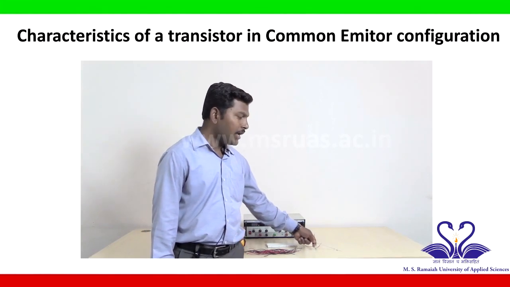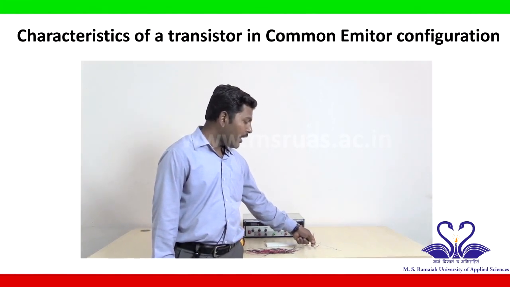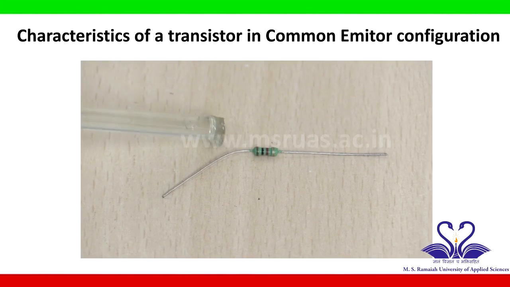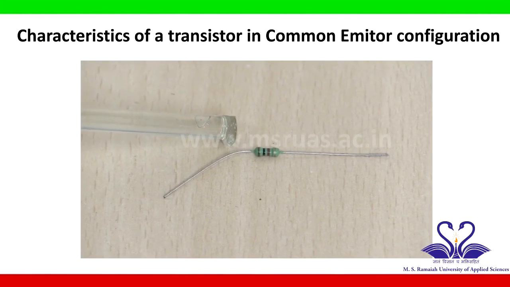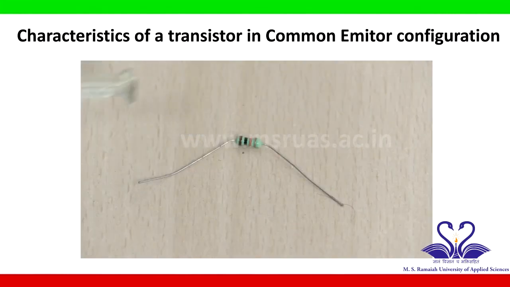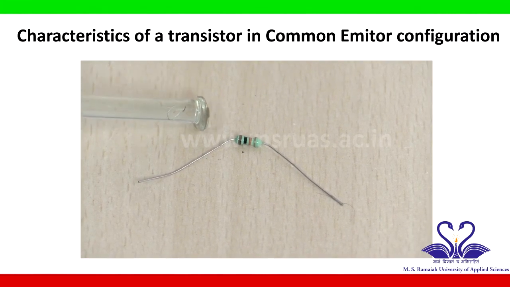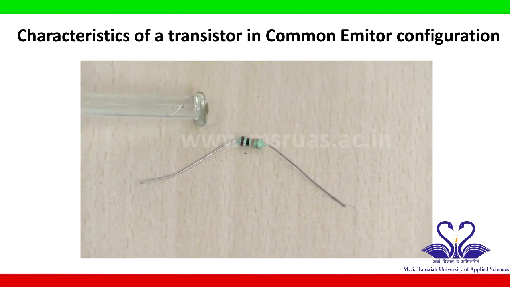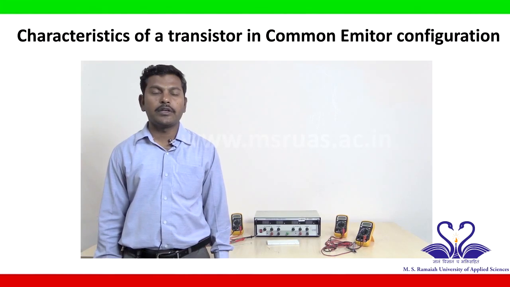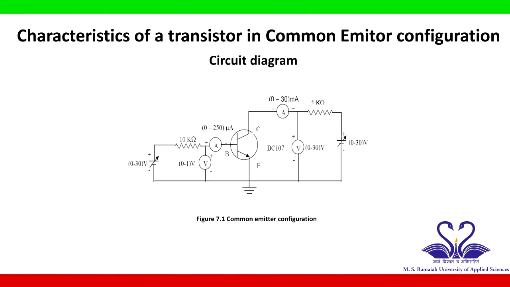2 resistors having a value 1 kilo ohm and 10 kilo ohm. This is 1 kilo ohm resistor. Its color code is brown, black, red. This is a 10 kilo ohm resistor. Its color code is brown, black, orange. Let us begin with the circuit connection of a transistor in a common emitter configuration based on the given circuit diagram.